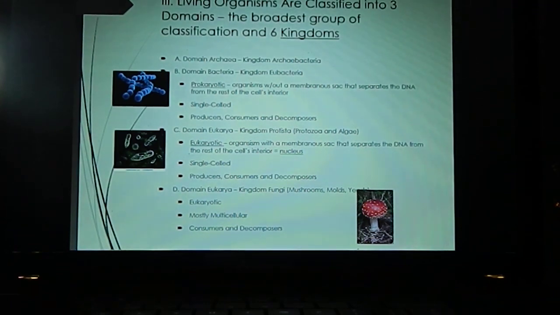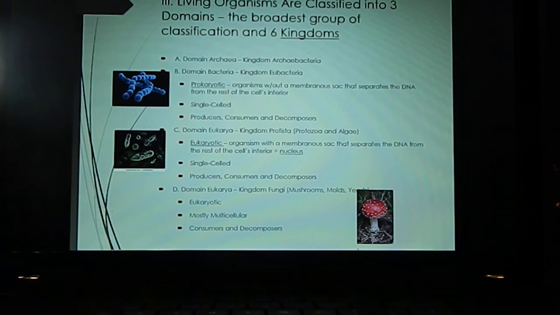Living organisms are classified into 3 domains. A domain is the broadest group of classification, and under those 3 domains you have 6 kingdoms. The first domain is Archaea, and the kingdom is Archaebacteria, and these are very ancient bacteria that usually live in extreme environments. We'll talk about those in chapter 16.